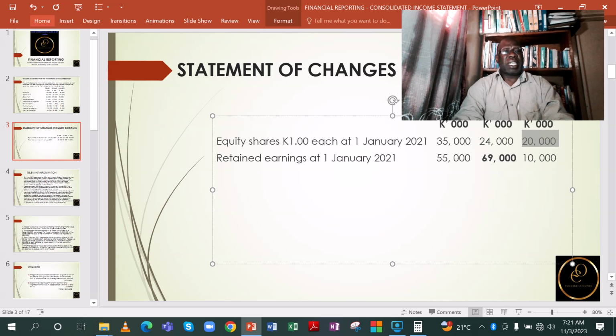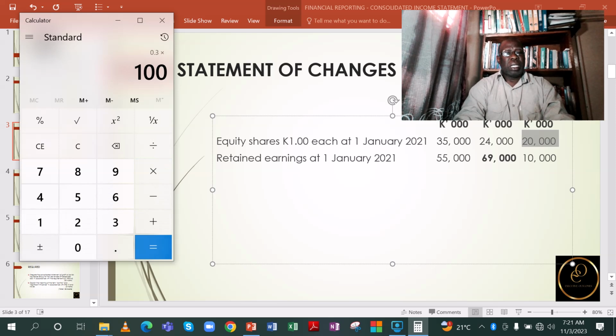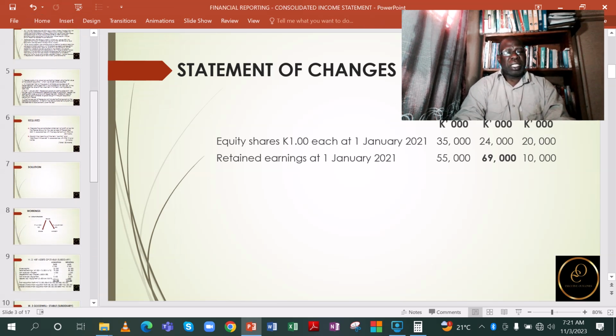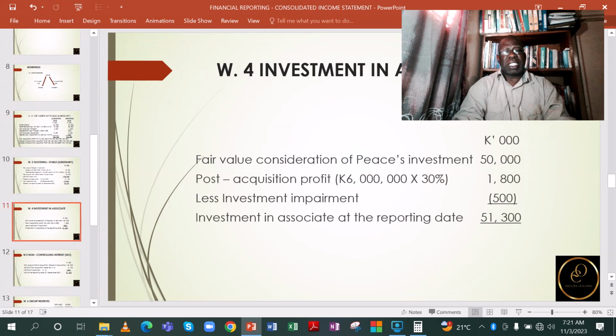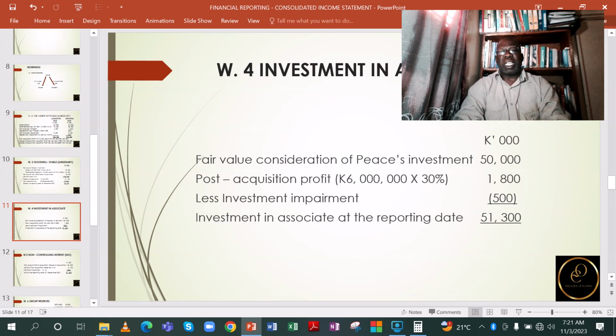So what does it translate to? We can look at this one: 6 million divided by 20 million, then times 100. We get 30%. That's how we determine the 30% in this particular regard. Okay? So 30% of the post-acquisition profit of 6 million, we get 1,800,000.